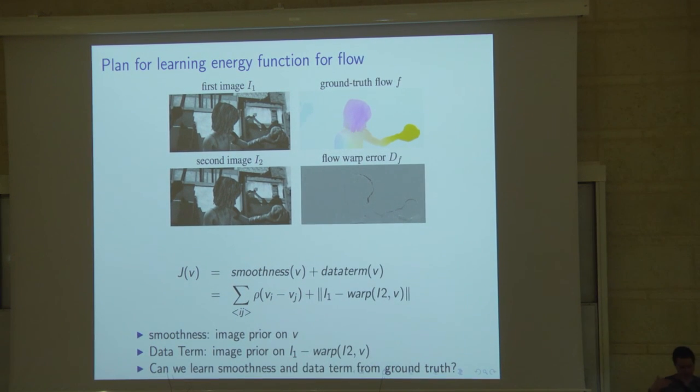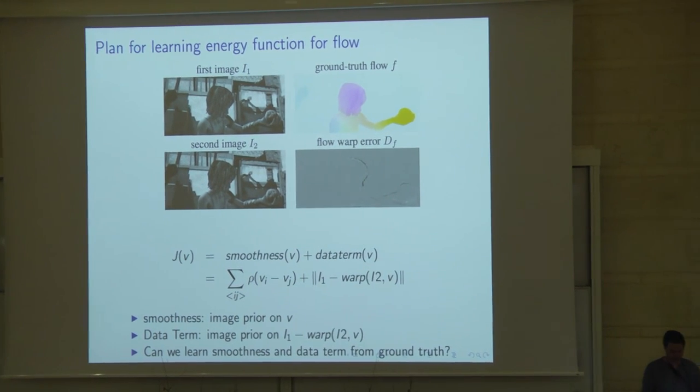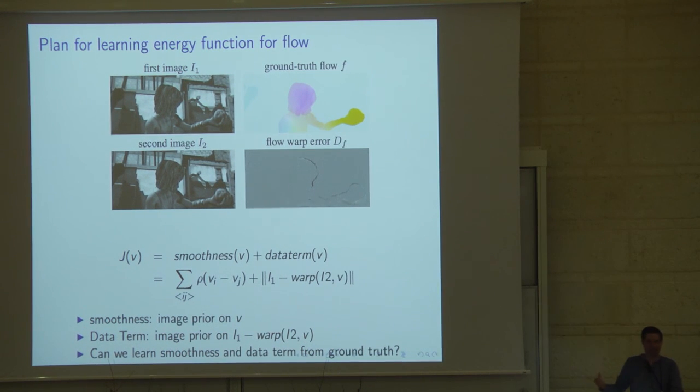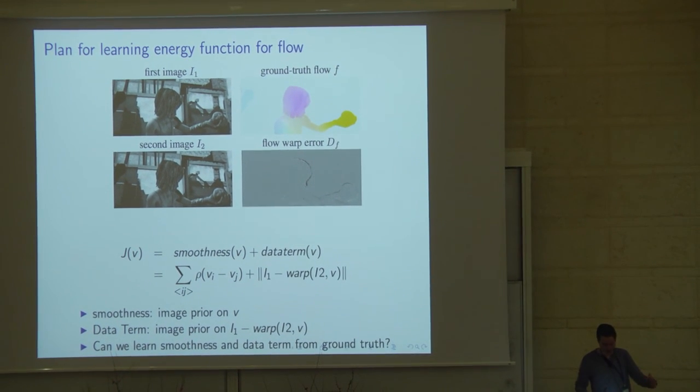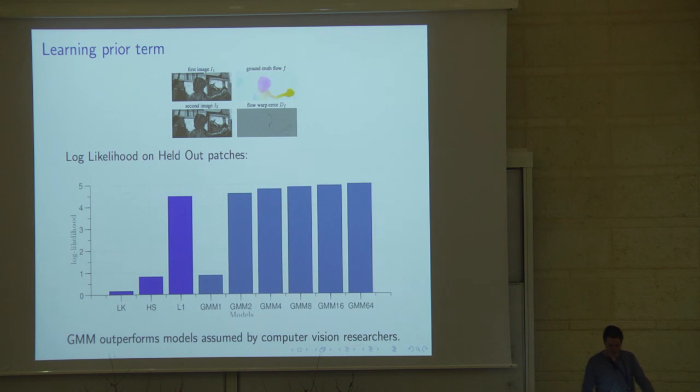Again, we have this for hundreds of images in the SIMTIL movie, and we just feed these 8x8 patches into a Gaussian mixture model, and we see how well it works. So again, this is log likelihood on held out patches. The higher these numbers are, the better you are at modeling the density. And we see that, again, the Gaussian mixture model outperforms these hand-tweaked models that go back to the 1980s that were not probabilistic models, but we can turn them into probabilistic models and measure their log likelihood.